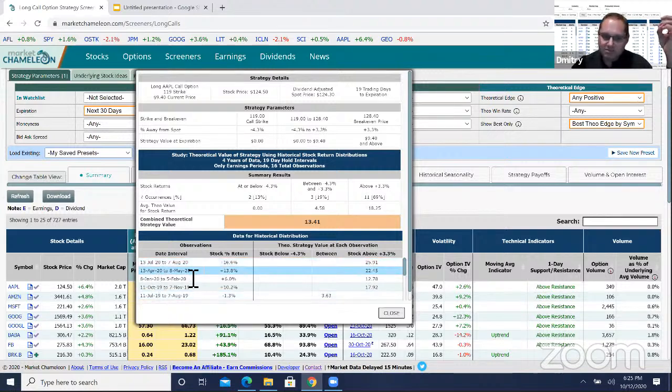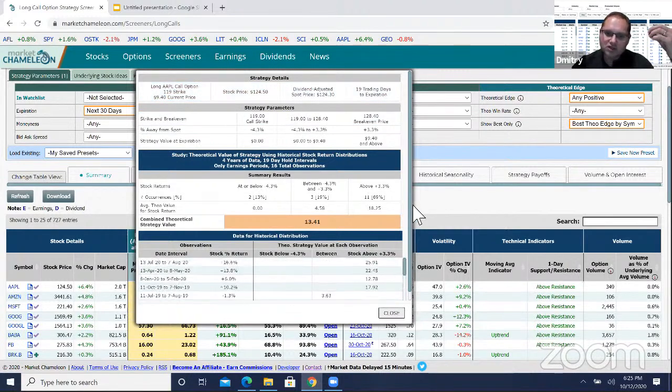Between April 13th and May 8th, again, it straddled earnings. The stock was up 13.8%. If Apple does that again, this option will be worth $22.45. So you can see that will be profitable too, right? That's above the 940. So it keeps doing that.